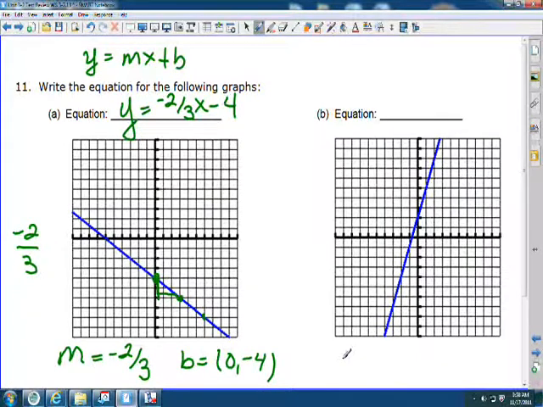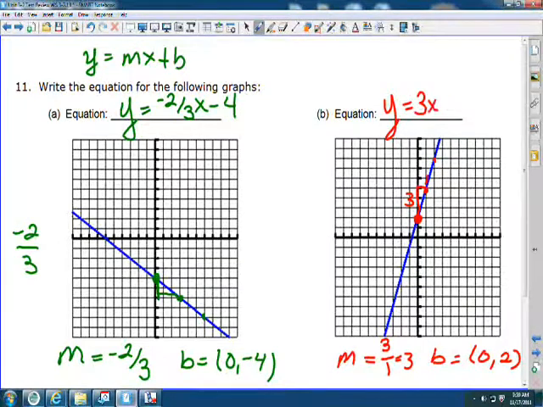Okay, the second one on letter B. I need M and B. My y-intercept is right here at 0, 2. My slope, the line is increasing. It is going up, so it's going to be positive. Up 1 to the right 1, nope. Up 2 to the right 1, not quite. Up 3 to the right 1, looks like it might be it. Up 1, 2, 3 to the right 1. Yes, it is. So I have 3 over 1, which is 3. So I have y equals 3x plus 2.